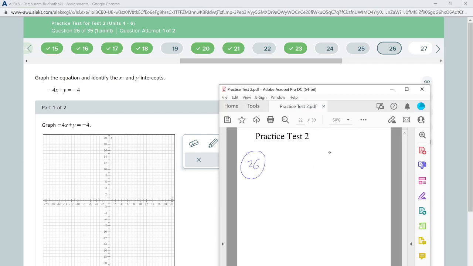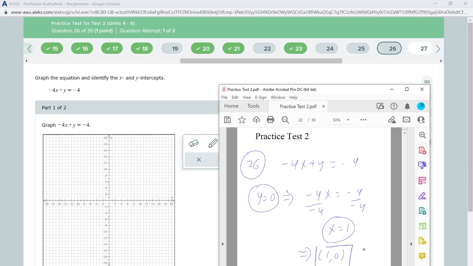So for finding the x and y intercept, we already discussed, you just have to put y equal to 0 for the x intercept, and here that gives us negative 4x equal negative 4. If you solve for x, that gives us x equal 1. So meaning 1 comma 0 is one of the points, which is the x intercept of this line, and we can use this point when we plot the graph.